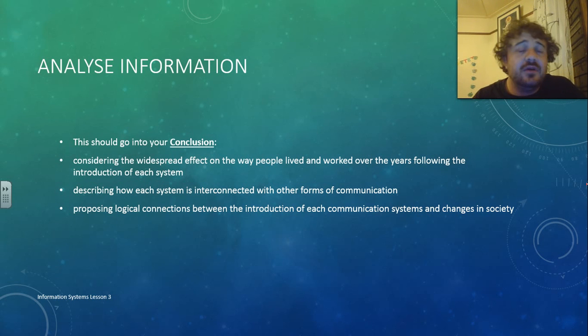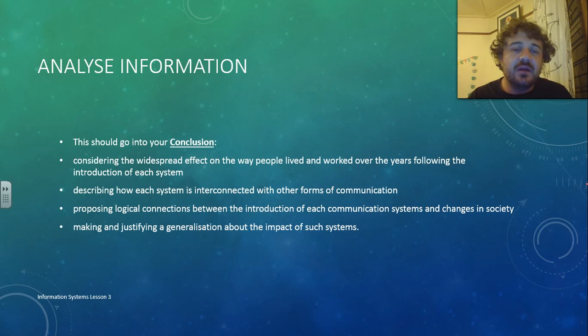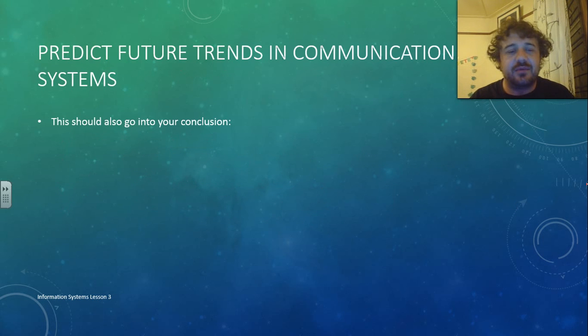Alright, and you want to propose logical connections between the introductions of these things and changes in society. For example, when the Gutenberg press was invented, people became a lot more literate because the written word was a lot more easily available for everyone. And you want to justify, by the way, a generalization about the impacts of all of these systems. So generalization means generally it's true. Usually this is what happens.